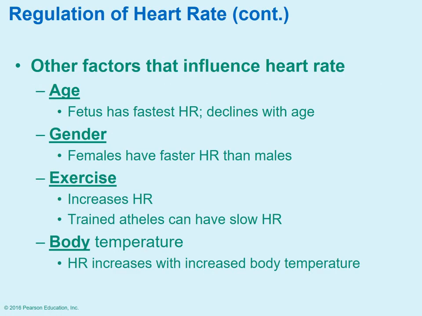Some other factors can influence the heart rate. Age: a fetus has the fastest heart rate, and as we get older it starts to slow down. A lot of things slow down as we age. Gender plays a role: females tend to have a faster heart rate than males. Exercise typically increases your heart rate, though a trained athlete tends to have a slower heart rate. Heart rate increases as body temperature increases, and likewise, if the body temperature decreases, the heart rate decreases.